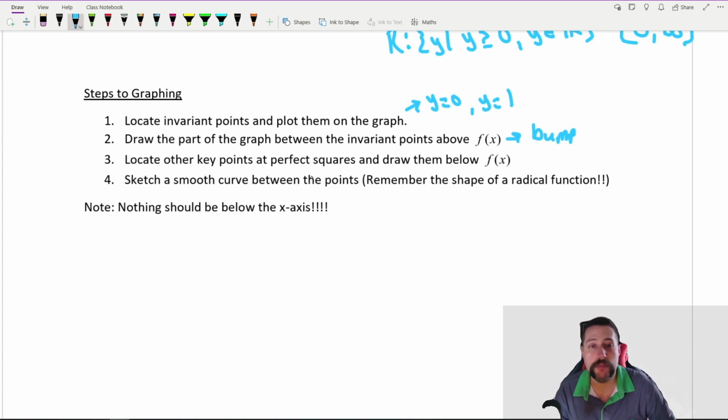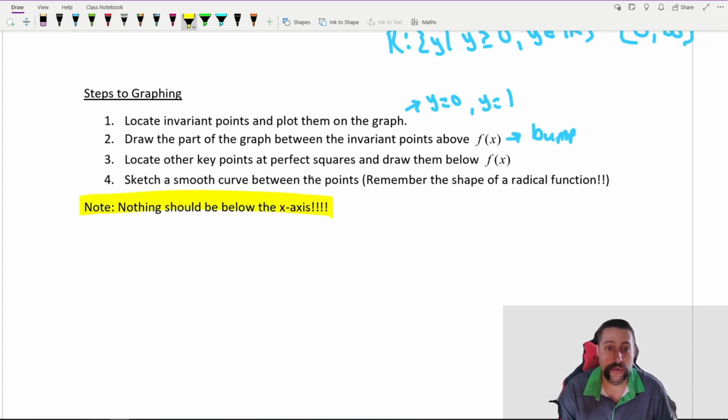Next is you locate other key points at perfect squares and draw them below. So that's when you would look for 4, 9, 16, 25, and keep going like that. Okay, and drop them down to their square root. And finally, you sketch a smooth curve between the points and remember the shape of a radical function. Okay, so note, let's highlight this. Nothing should be below the x-axis. Nothing. Okay, so everything below the x-axis does not exist.